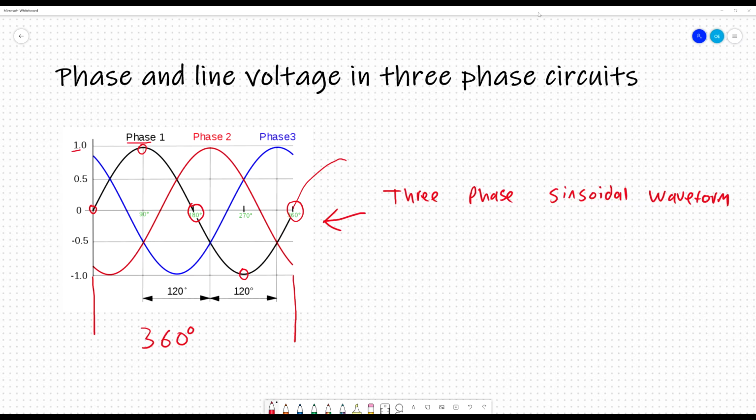On this chart, the maximum is 1 volt, but the maximum might be 300 volts, it might be 600 volts, it might be 1,000 volts, it might be 10,000 volts. It all depends on what voltage you're dealing with.